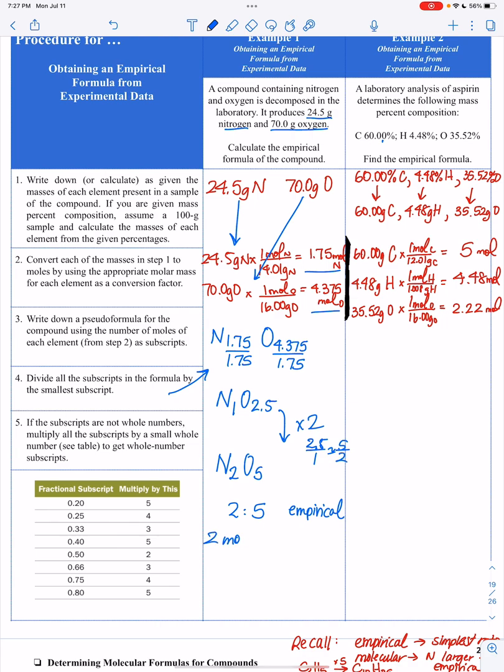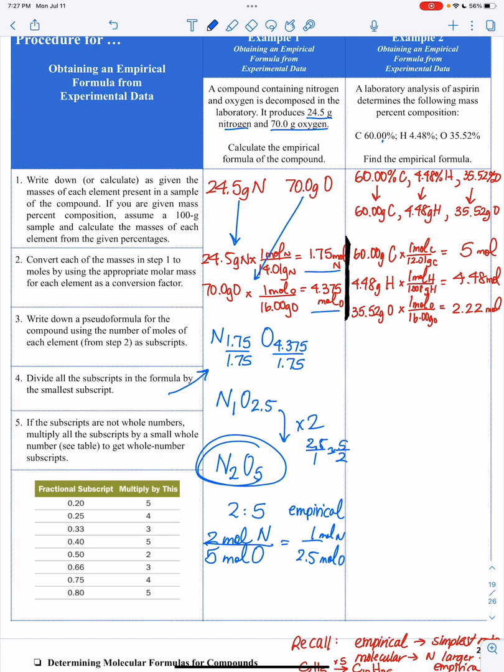For every 2 moles of N, there are 5 moles of O, which is the same thing as 2.5 moles O over 1 mole N. These are the same things. Okay? And so my correct answer would be N2O5. That would be my empirical formula.